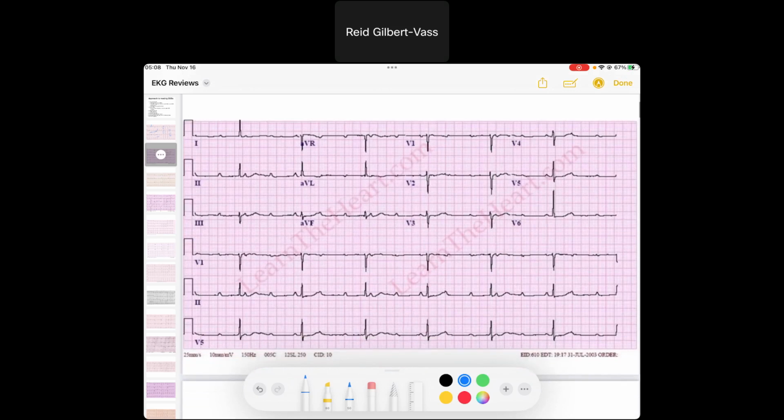Same thing, let's look at the trees. I've got a regular rhythm, looking pretty slow. So let's see, 300, 150, 100, 75, 60, 50. We're probably somewhere in the 30s. Okay, so we've got a bradycardia. We need to have a differential diagnosis for bradycardia. It could be an AV block, it could be sinus bradycardia, it could be a junctional rhythm. Let's take a look and see what we can find.